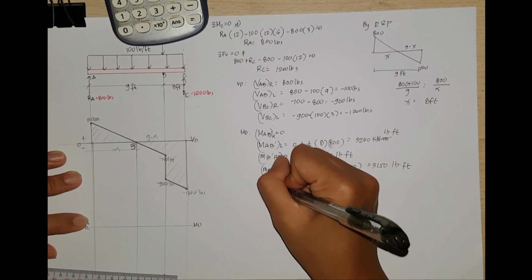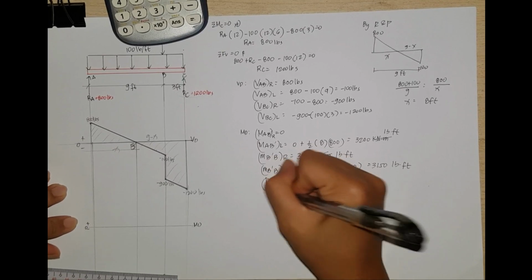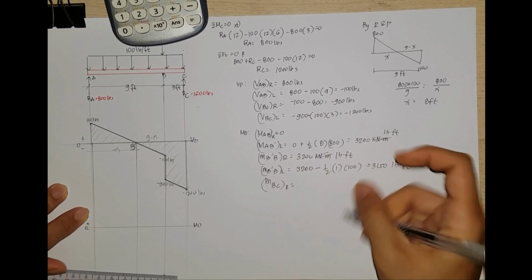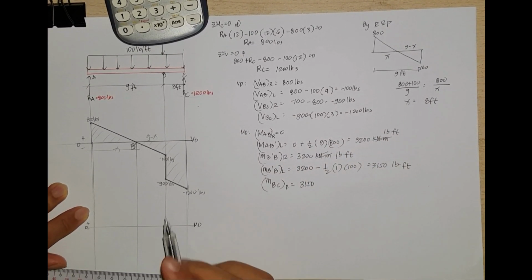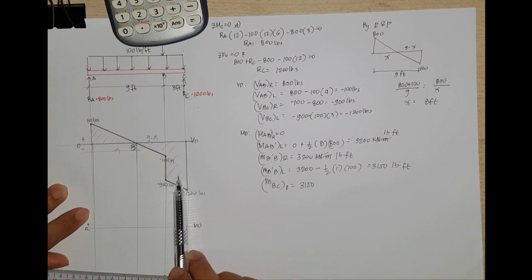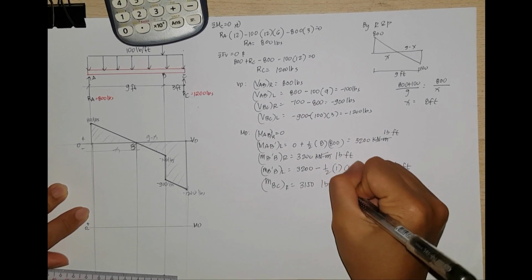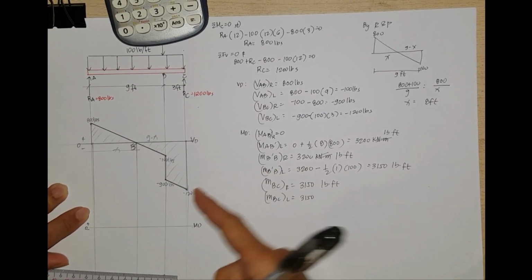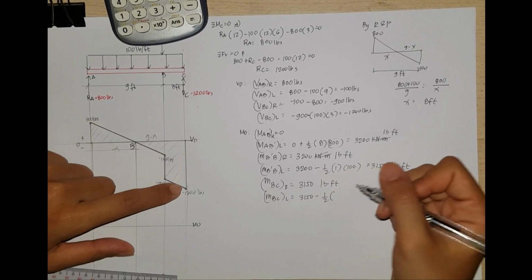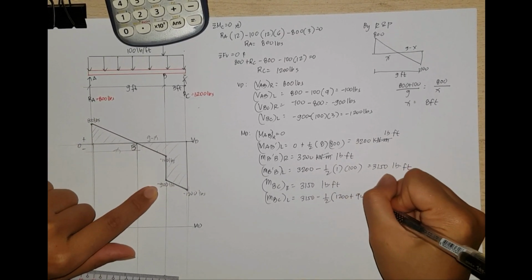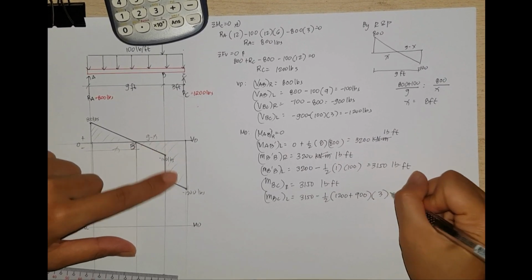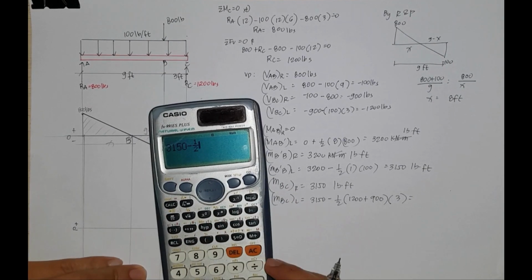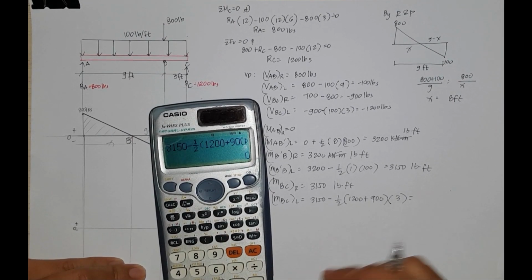And then for segment BC, copy natin yan, 3150. Is there any moment at this area? So wala, so magre-retain yan. And then at the left portion, is there any area in the shear diagram? We have, which is equal to 1/2 of the trapezoid, so 1200 plus 900, and yung height or yung length is equal to 3. Therefore, it is equal to 0.